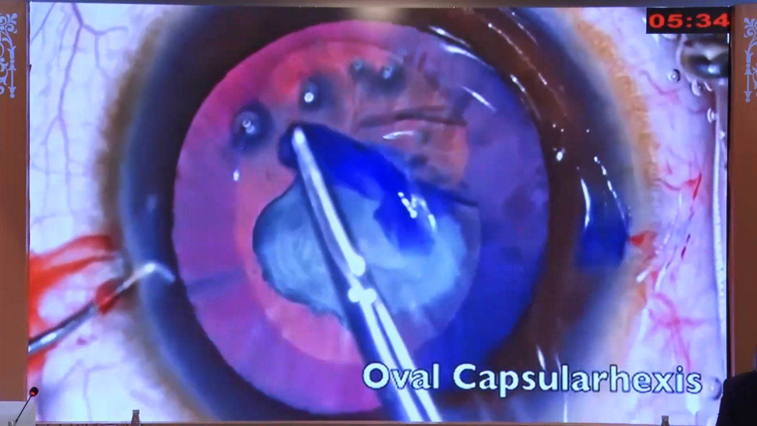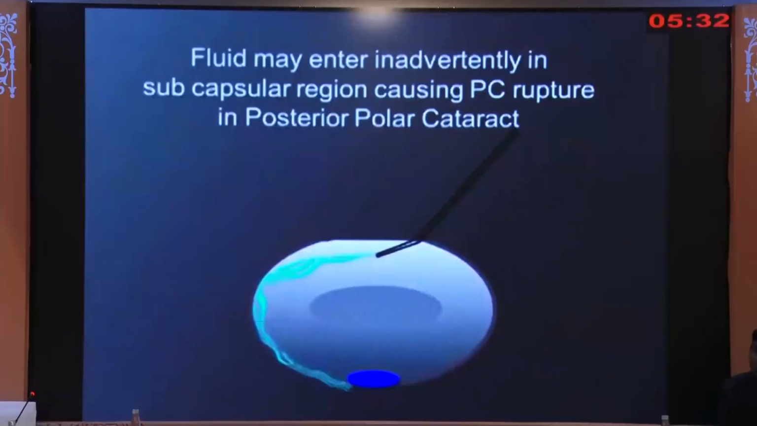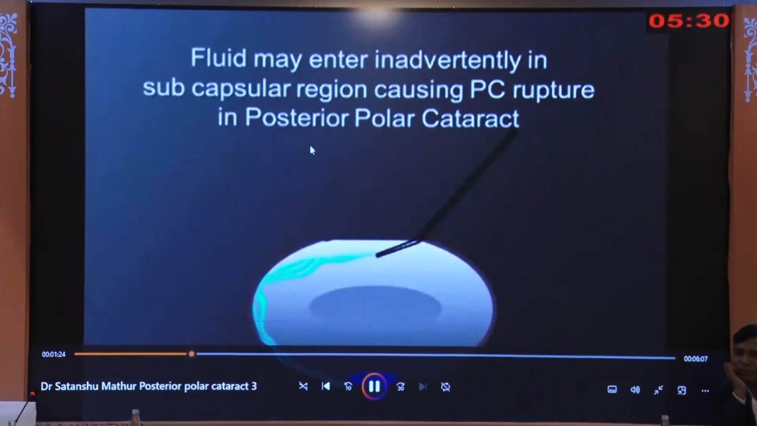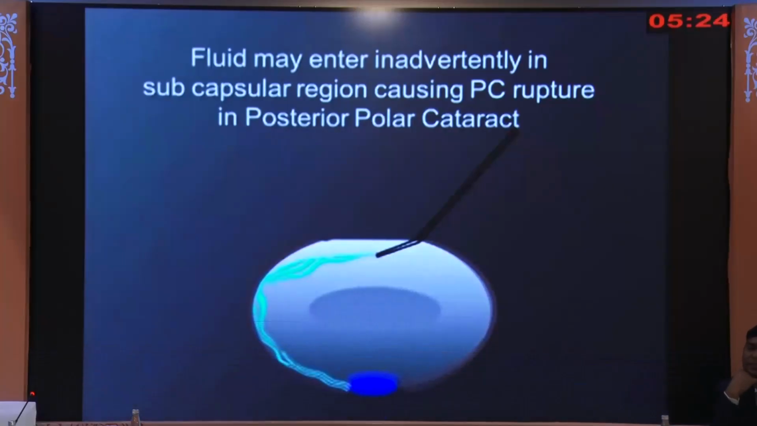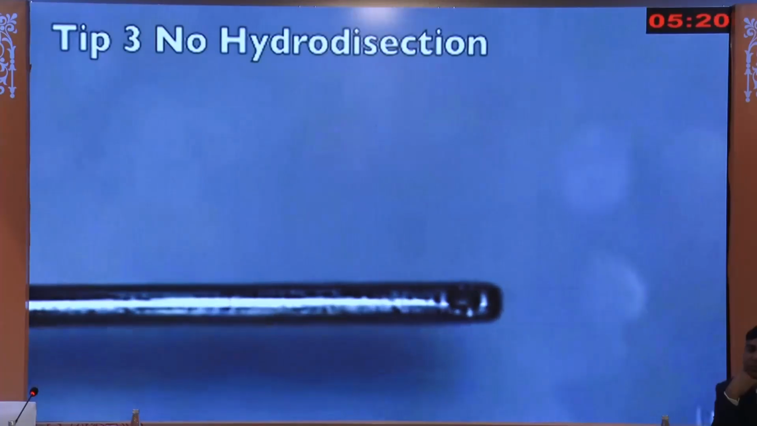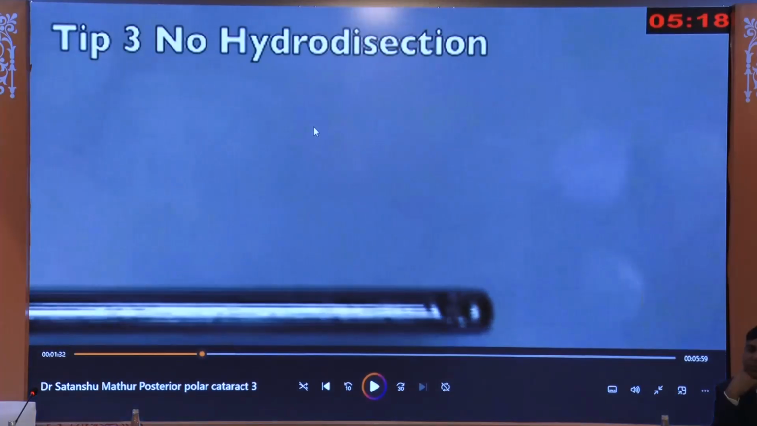So we have to make the opening not very big but of adequate size and oval shape. This is when we should avoid hydrodissection. Whenever we inject fluid inside, the fluid goes behind the cataract, behind the posterior capsule, and that causes a posterior capsule defect. This is a cannula which has the opening not on the front but on the sides.